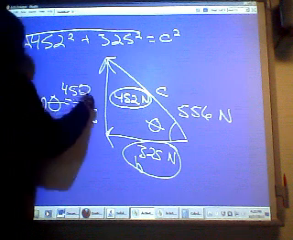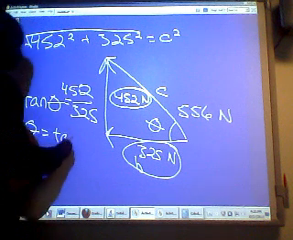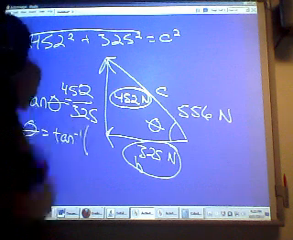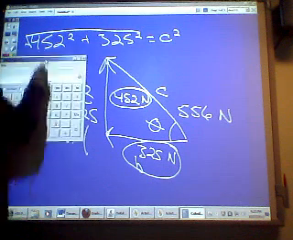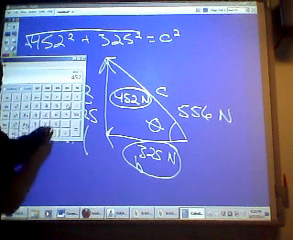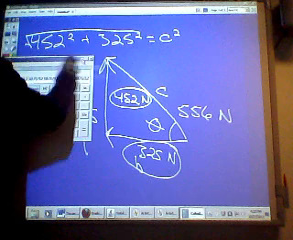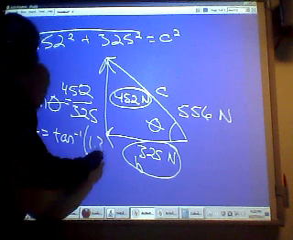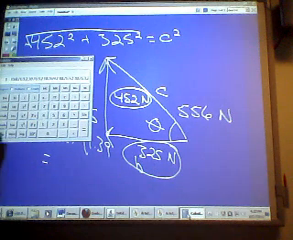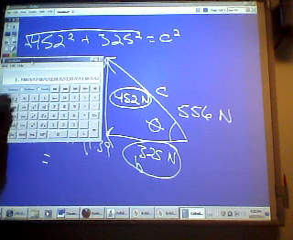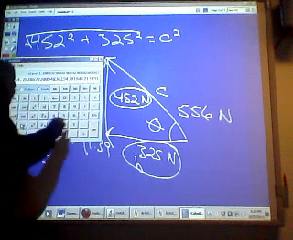Make this clear. Solving for theta, I get inverse tangent of this value. I'm plugging it into the calculator, so I have to write it all the way out: 452 divided by 325 is 1.39. Take the inverse tangent of that value. The answer is 54 degrees.